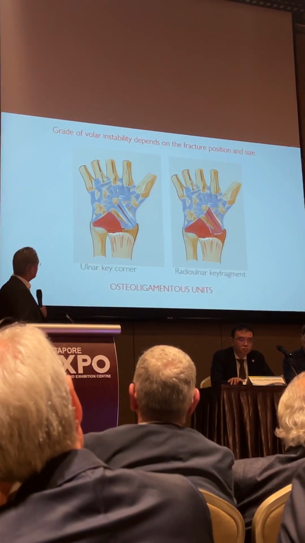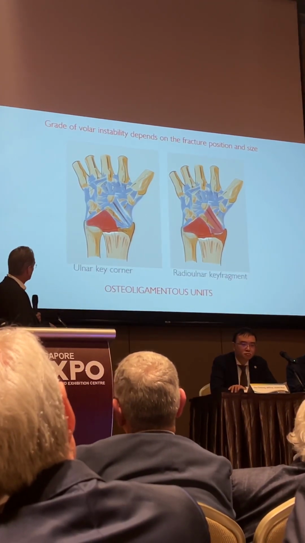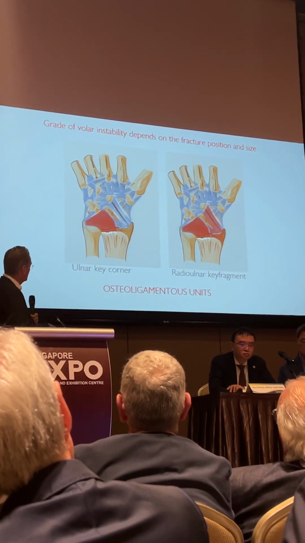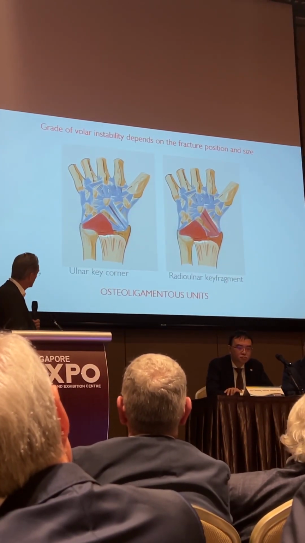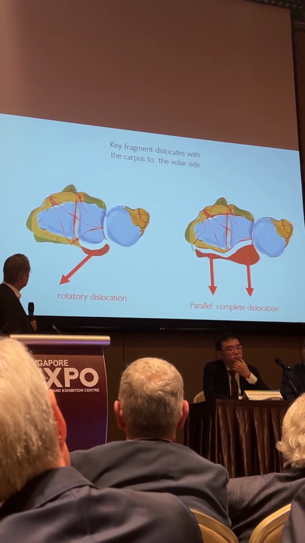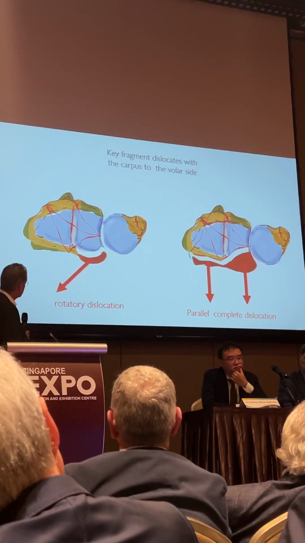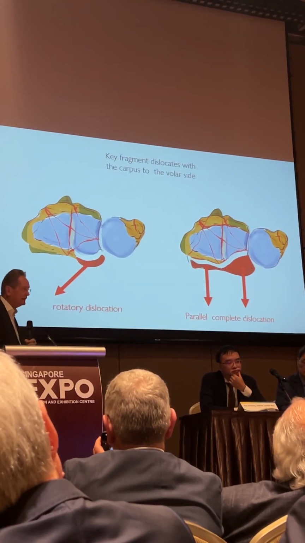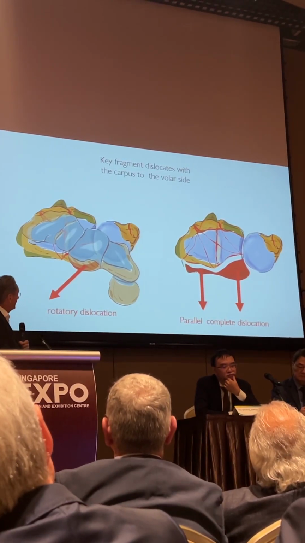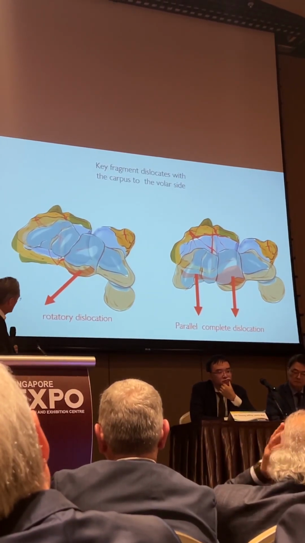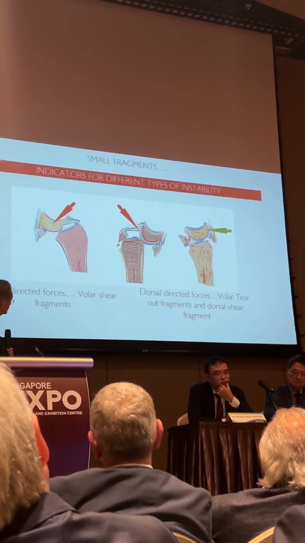The grade of volar instability depends on the fracture position and size. You see here on the left the ulnar key corner and on the right the radio-ulnar key fragment. The whole radial volar lip is broken. And so it depends. The key fragment dislocates with the carpus to the volar side. If you have only a volar ligament, you have a rotatory dislocation. And if you have the whole amount of volar lip, you have a parallel complete dislocation.